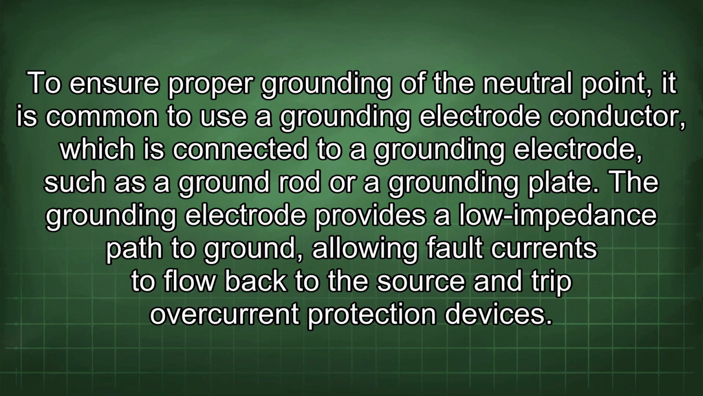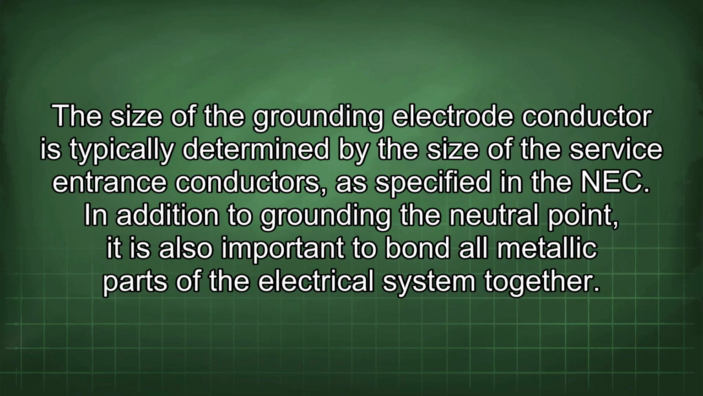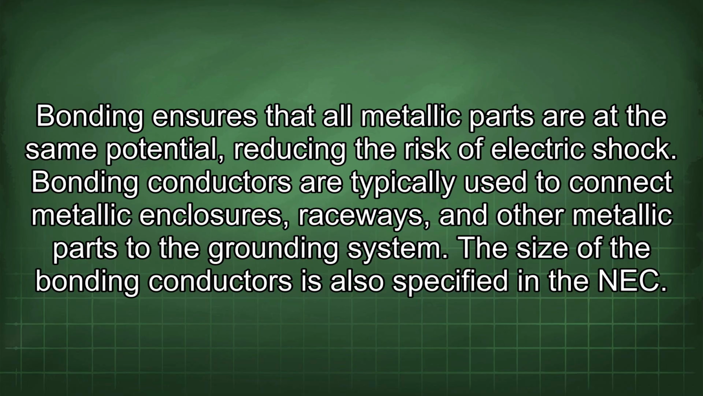To ensure proper grounding of the neutral point, it is common to use a grounding electrode conductor, which is connected to a grounding electrode, such as a ground rod or a grounding plate. The grounding electrode provides a low impedance path to ground, allowing fault currents to flow back to the source and trip overcurrent protection devices. The size of the grounding electrode conductor is typically determined by the size of the service entrance conductors, as specified in the NEC. In addition to grounding the neutral point, it is also important to bond all metallic parts of the electrical system together. Bonding ensures that all metallic parts are at the same potential, reducing the risk of electric shock.